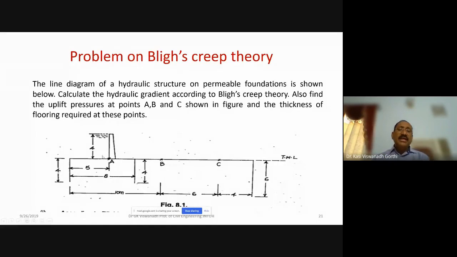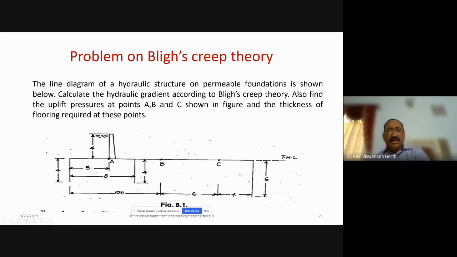In the figure, you may note that the total head causing flow here is 4 meters. This is the water which is available, 4 meters. That means the height of this weir wall is 4 meters, which is resting on this foundation. The length of the foundation starts from this point where you have an upstream sheet pile. Also, you have a downstream sheet pile.